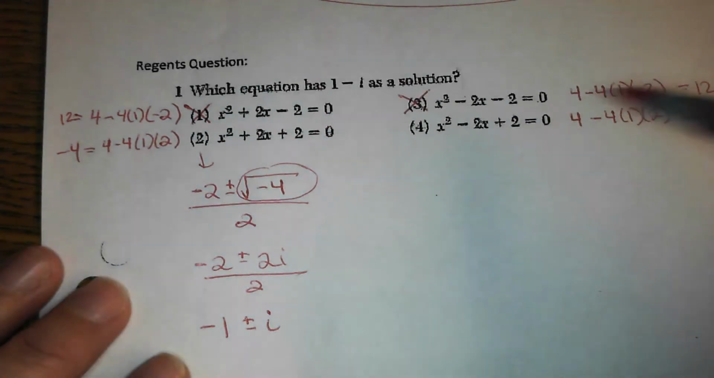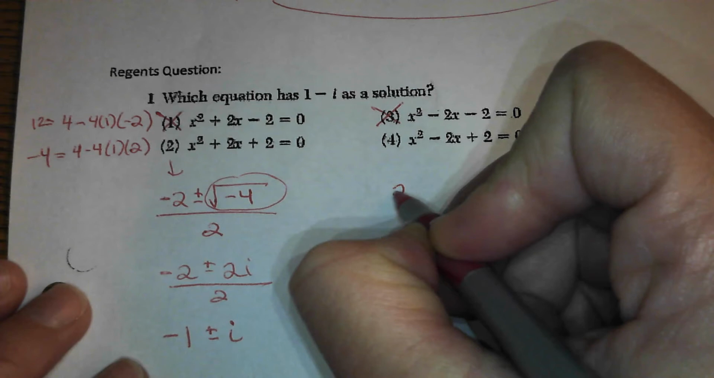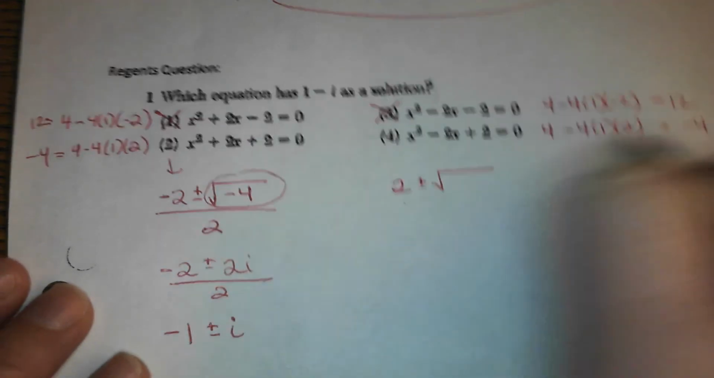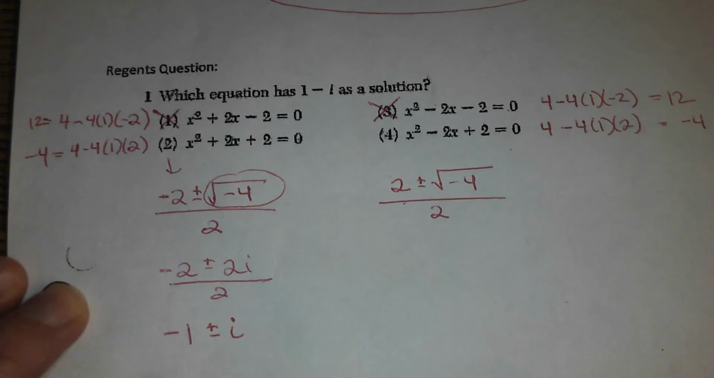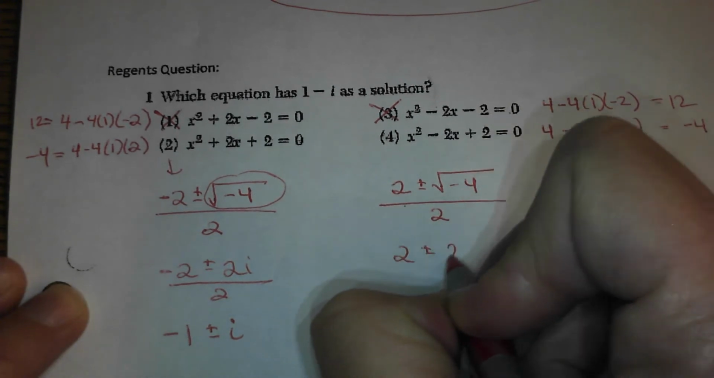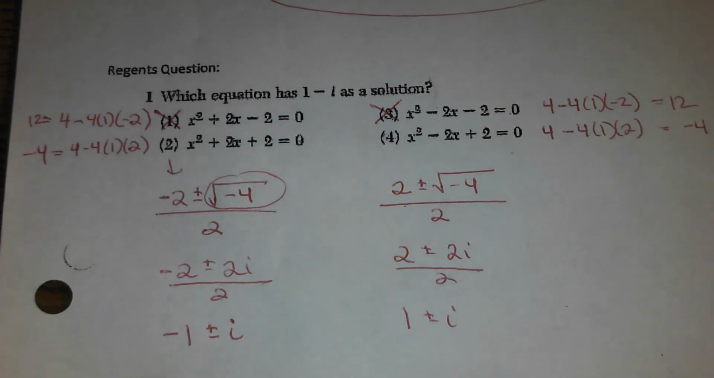So I think by default it will be 4, but you should just check to make sure you didn't make a mistake. The opposite of b plus or minus the square root of the discriminant, which is negative 4, all over 2a, which is 2. That'll give you 2 plus or minus 2i over 2, which is 1 plus or minus i. So 1 minus i is within that.